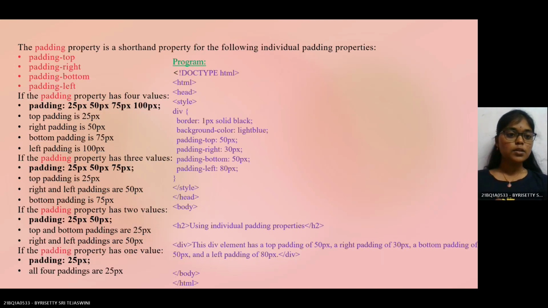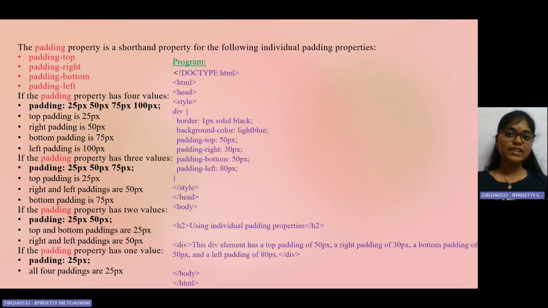Next, the padding property is a shorthand property for the following individual padding properties: padding-top, padding-right, padding-bottom, padding-left. These are the four properties. So if the padding property has four values, then these four values will be taken for padding top, right, bottom, left, like 25, 50, 75, 100. 25 pixels is for top padding, 50 pixels is for right padding, 75 pixels is for bottom padding, and 100 pixels is for left padding. So those will be taken in that order.